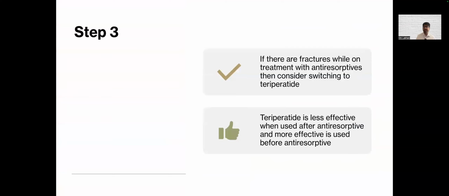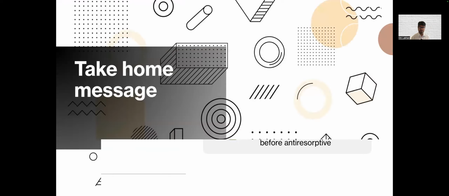The third step is if there are fractures while on treatment. If the patient is already on anti-resorptive therapy like denosumab or a bisphosphonate and develops a fracture, then you need to consider switching to teriparatide, right? Teriparatide is a bone anabolic agent. Of course, you need to understand that teriparatide is going to be less effective when given after anti-resorptive therapy. However, if the patient has a fracture, it is always a good idea to switch to teriparatide rather than continuing anti-resorptive treatment.